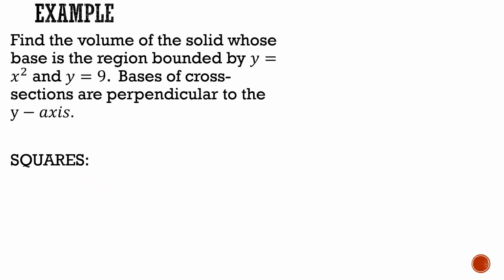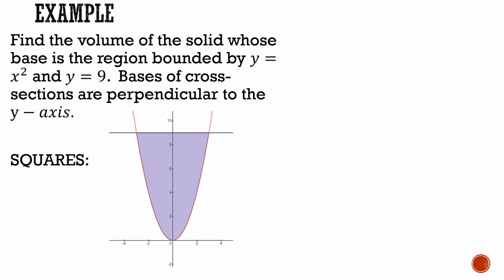All right, so this next example is a little bit different. It says find the volume of the solid whose base is the region bounded by y equals x squared and y equals 9. Bases of cross sections are perpendicular to the y-axis, and we want to use cross sections of squares. All right, so I'm going to start by graphing my region. So I have y equals x squared, which is a parabola, and y equals 9, which is the horizontal line at 9.